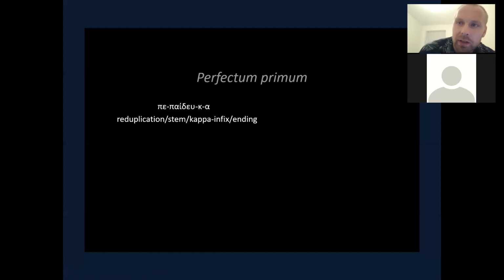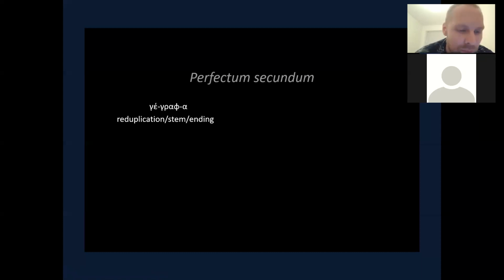Okay, but then if you look at the corresponding perfect two type of active perfects, we note that here the kappa infix is lacking, while the other components are the same as in the perfect one type of perfects. So we re-encounter here the reduplication, the root, and the ending as well. Okay. Next, we should deal with the different components in the active perfect forms a bit more thoroughly.